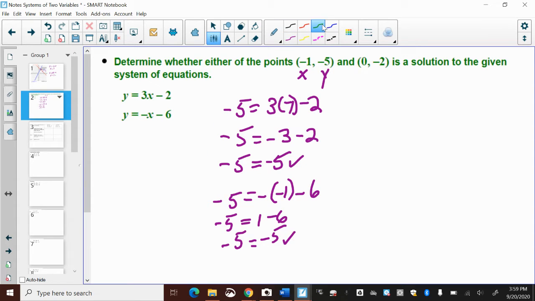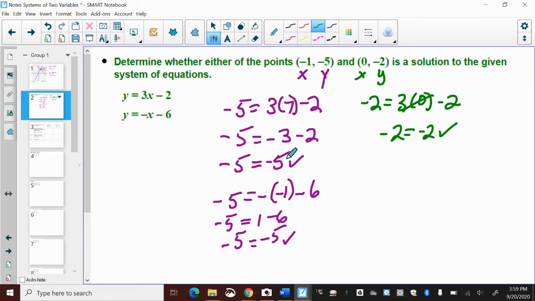Let's just change colors here. Let's see if 0, negative 2 is a solution. Now the x is going to represent 0. Y is going to be negative 2. We'll work with the first equation here, substituting negative 2 in for y and 0 in for x. So negative 2 is equal to 3 times 0 minus 2. 3 times 0 is just 0. Nothing cancels out. So we wind up with minus 2 is equal to minus 2. That one checks. But it has to work for both equations if it's an actual solution.